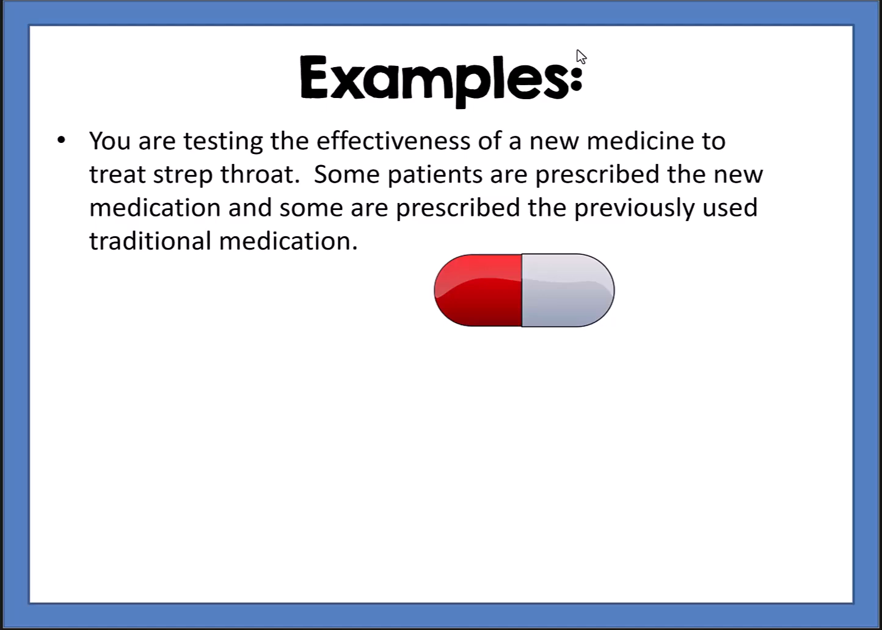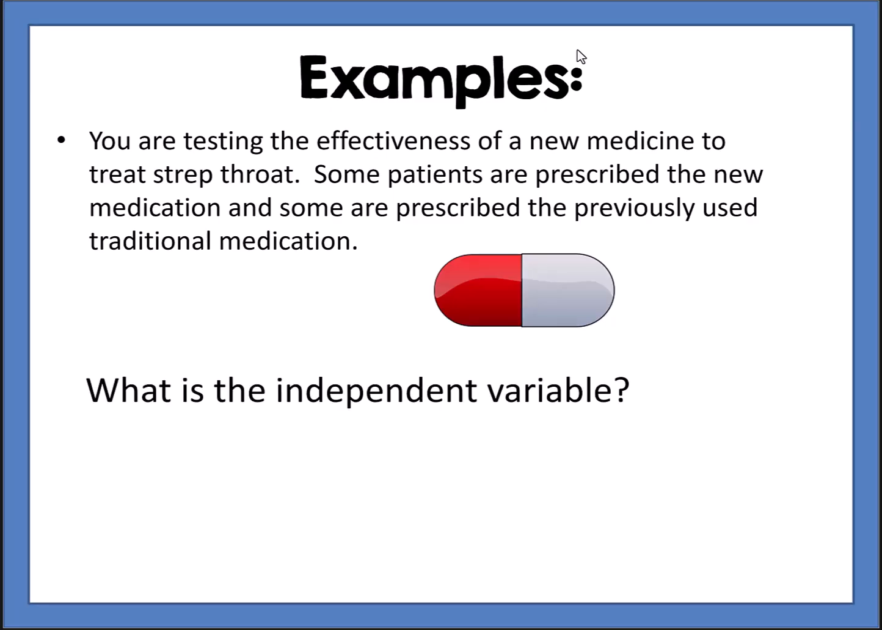You are testing the effectiveness of a new medicine to treat strep throat. Some patients are prescribed the new medication and some are prescribed the previously used traditional medication. So this is an experiment. It's a controlled experiment, so we need to figure out what those different pieces of the experiment are that we just talked about. So what is the independent variable here?